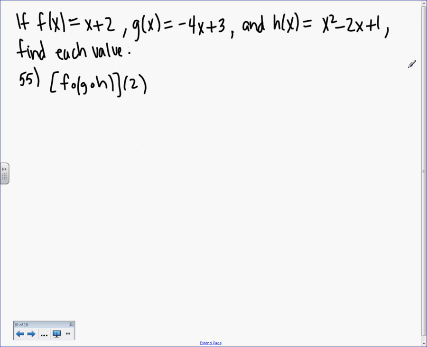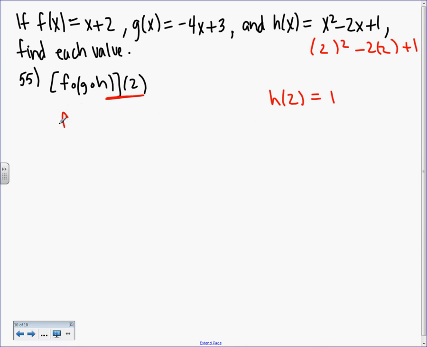Same idea. Where do I start? This says f of g of h of 2. H of 2. Okay, right? You start with the innermost one. So I'm going to go to my h function. I'm going to put all those x's as 2's. And what do you get for that? H of 2 is 1. Anybody not get 1 and need help?